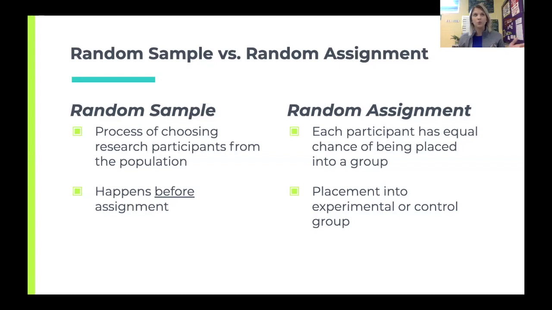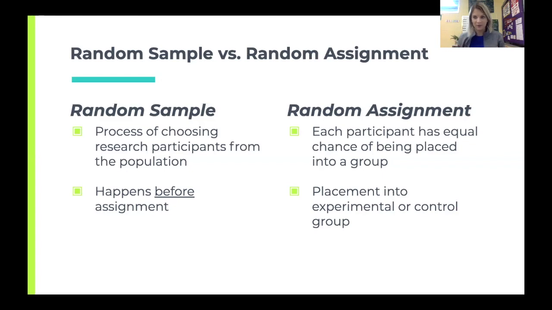Random assignment occurs once you have those research subjects chosen, and you have to randomly assign them to the experimental group or the control group. Now, why would you want that to be random? Using a process of random sampling and random assignment helps the researcher to ensure that they get the most accurate results possible.